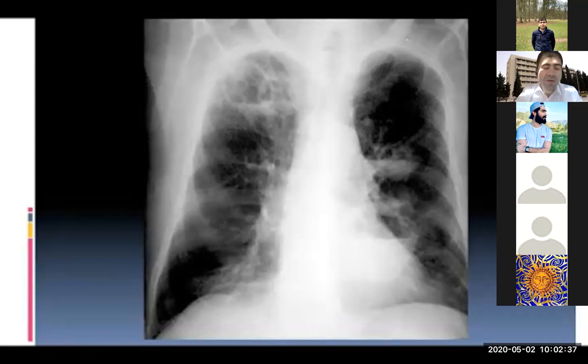Okay, so this case, just take it simply and just go through your system and you will pick up the pathology.